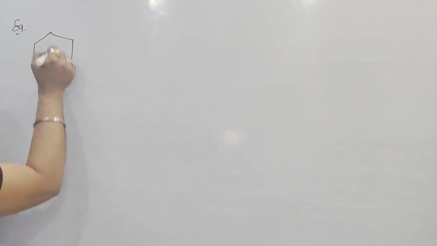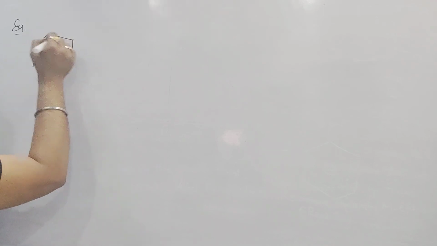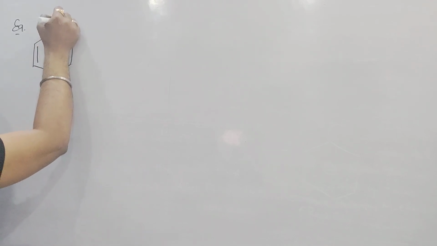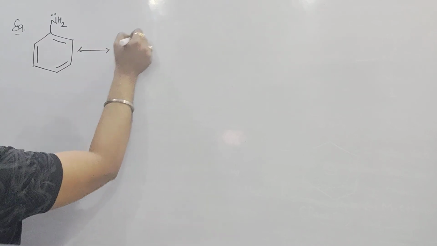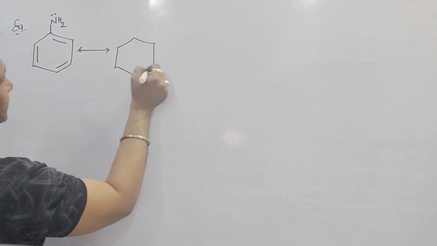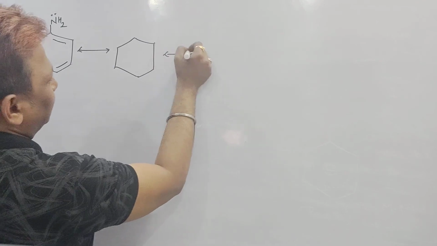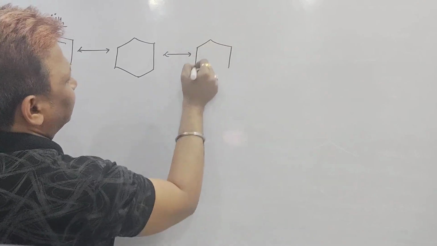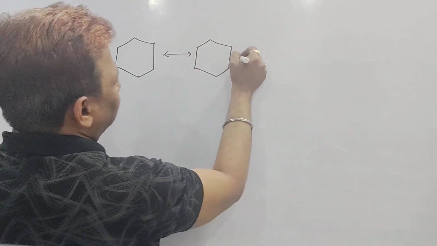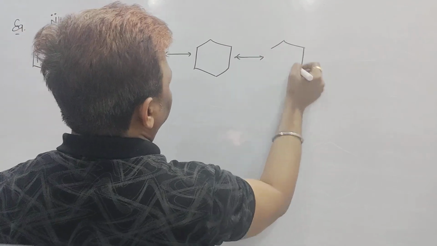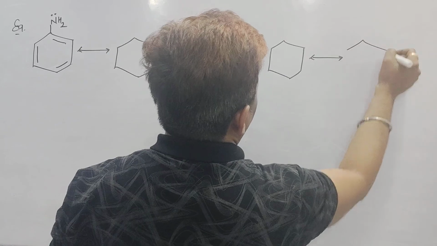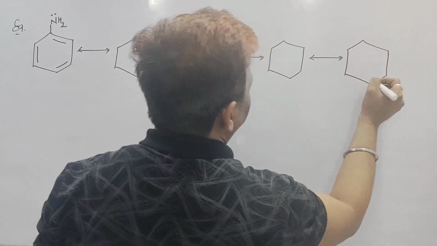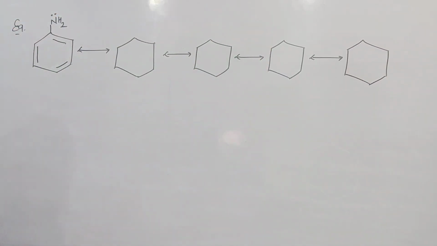This is an alternate pi bond, meaning a conjugated system, bonded with an NH2. Nitrogen has a lone pair. But obviously it is also going to give 5 resonating structures. It will give the 3rd, then the 4th, and then the 5th resonating structure.